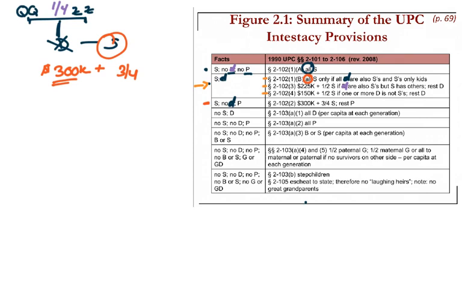Okay, we're going to stop here and take a deep dive into what we do if there is no surviving spouse, but there are issue. We can note here the UPC rule says that all the issue would take per capita at each generation. We're going to talk a little bit now about what that means.